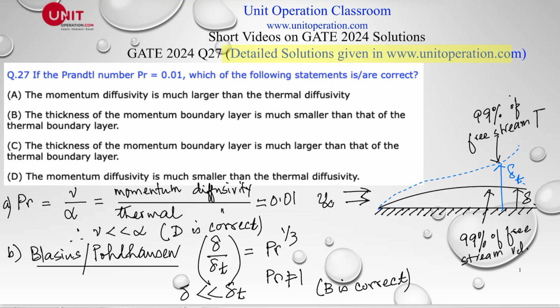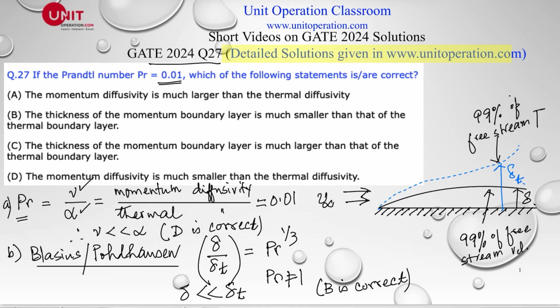2024, question 27. If the Prandtl number is 0.01, which is very small, even air has a Prandtl number of around 0.5, 0.6. Anyway, this is very small. Which of the following statements are true? We know that Prandtl number is a ratio of momentum diffusivity divided by thermal diffusivity.